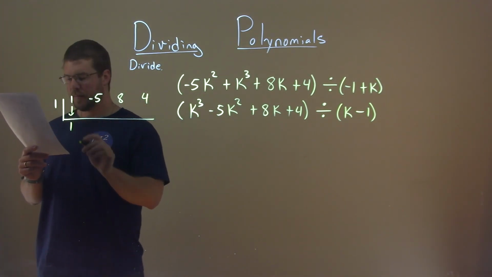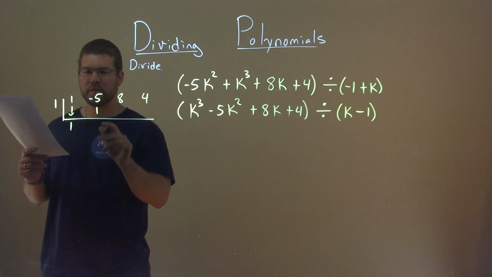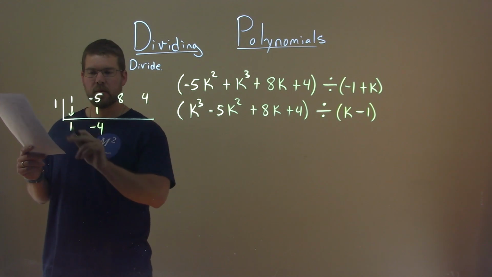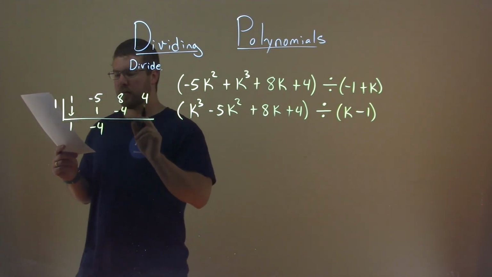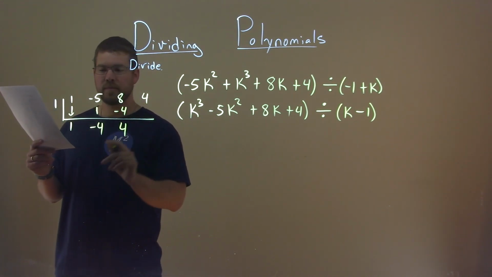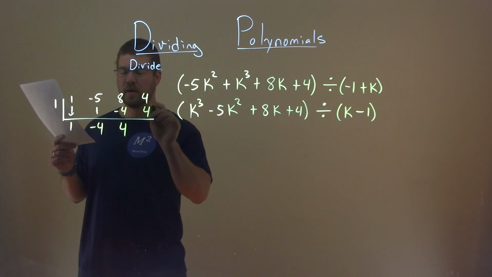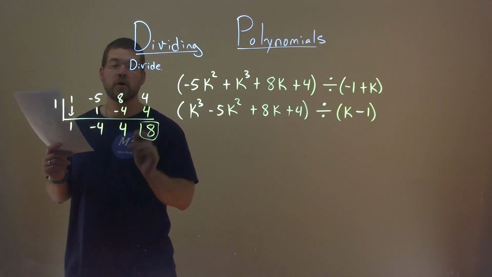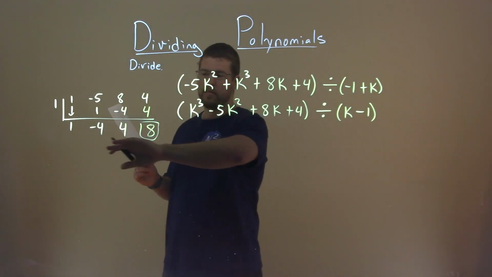Bring down a 1 here. And now 1 times 1 is always tricky. 1. Negative 5 plus 1 is a negative 4. 1 times a negative 4 is a negative 4. 8 plus a negative 4 is a positive 4. 1 times a positive 4 is a positive 4. And 4 plus 4 is 8. And that's our remainder. So now let's go set this up using these numbers.